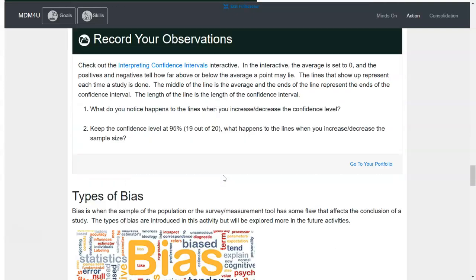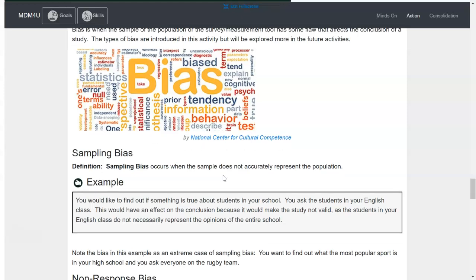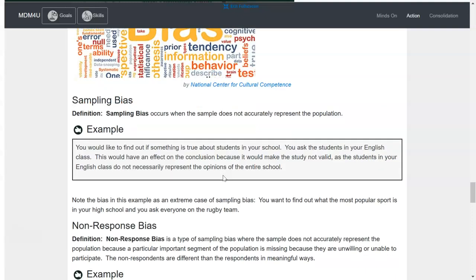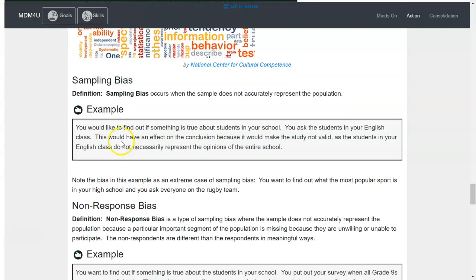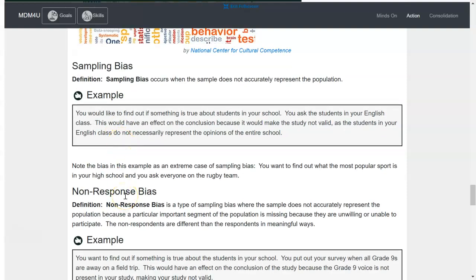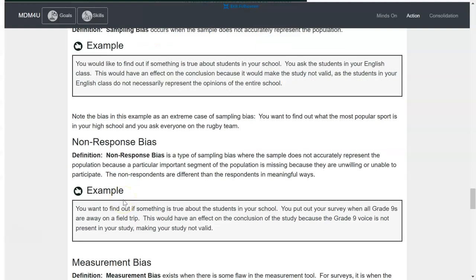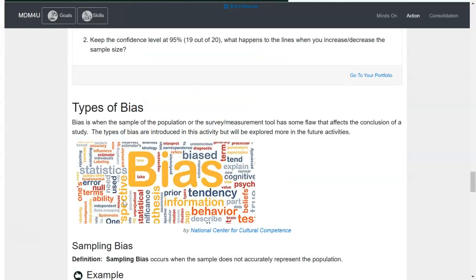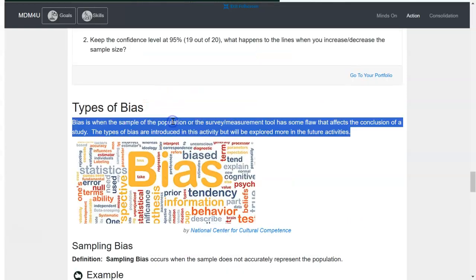And there's some videos here. There's not much to do. There are different types of bias, like sampling bias. Basically, any sort of bias is when the population is not represented by the sample. Different types of sampling bias include things like non-response bias, which is when people don't answer. In general, bias means the population isn't represented by the sample.